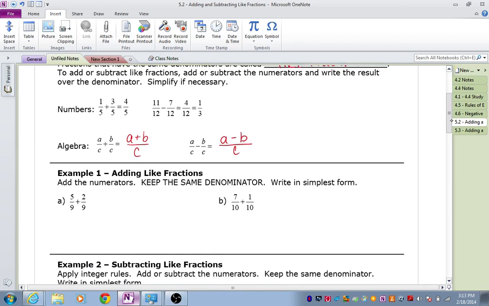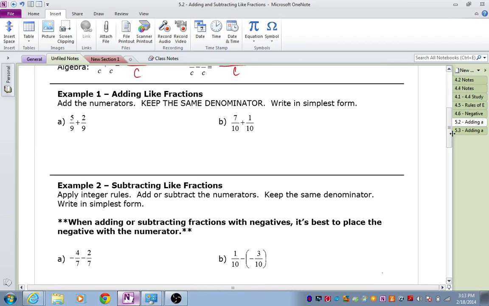So let's get right to doing some examples. We're going to, once again, add the numerators, keep the same denominator, and then write in simplest form. So 5/9 plus 2/9, I'm going to write in this extra step. You don't need to, but I'm going to say 5 plus 2 over 9, and 5 plus 2 is 7/9. And that's simplified, so that is our answer.